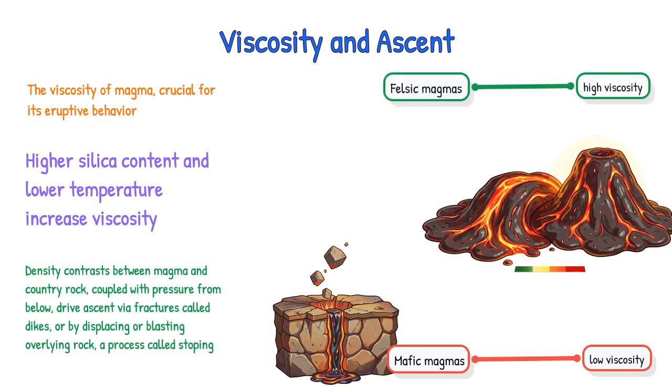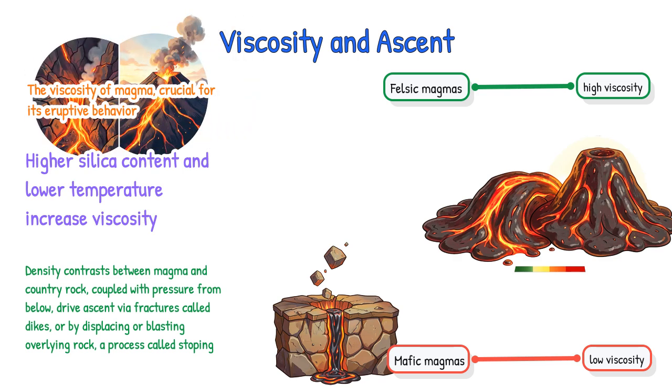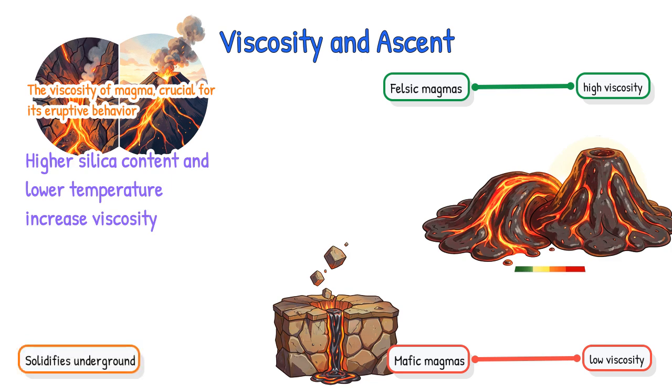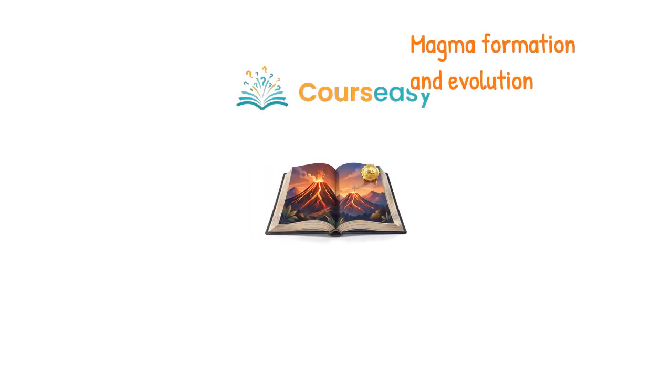Density contrasts between magma and country rock, coupled with pressure from below, drive ascent via fractures called dikes, or by displacing or blasting overlying rock, a process called stoping. Magma that solidifies underground forms intrusive rocks. Eruption forms extrusive rocks.